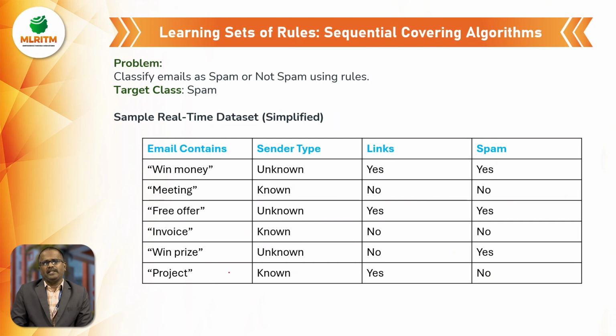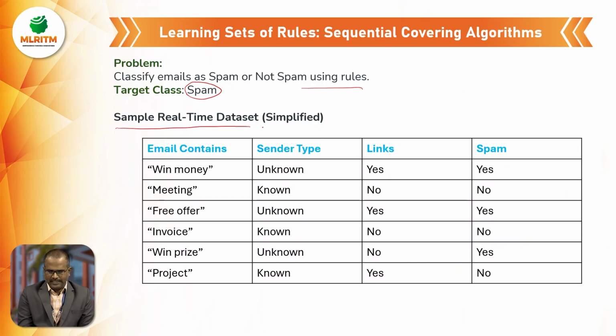Before explaining the working process of sequential covering algorithm, first of all, we need to understand the data. Now, I took one example data, that is the data related to emails. It is a simplified data set which will explain spam emails and not spam emails. Here the problem is classifying the emails as spam or not spam. Target class is spam. By observing the mails, we need to classify them as spam mails and not spam mails.